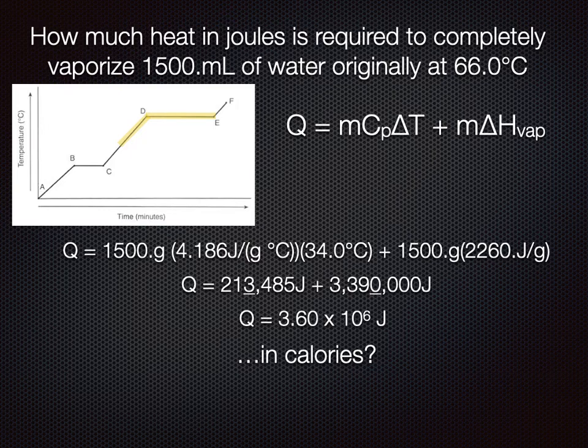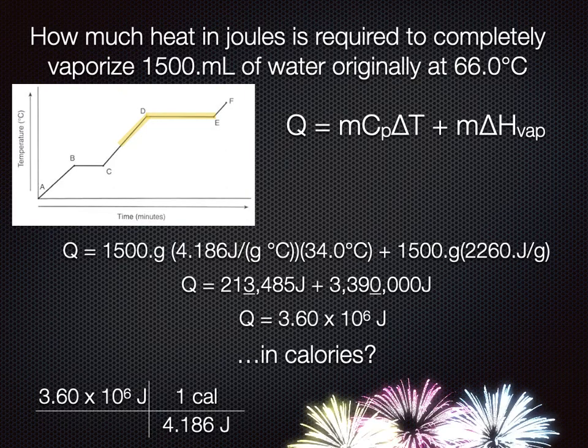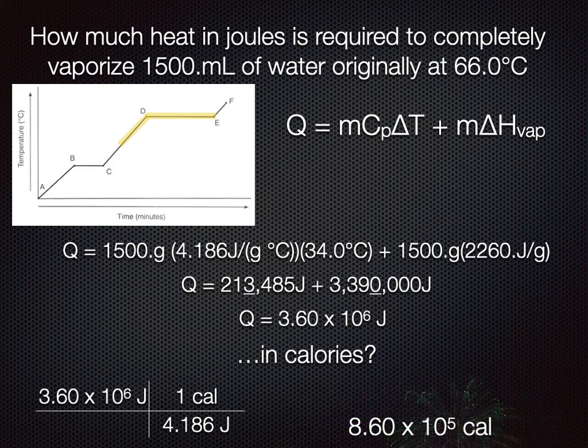Well, we know the conversion from joules to calories. 1 calorie is equal to 4.186 joules. So set yourself up a game board. Put your given piece of information in the top left. Do you think the calories go on top or on bottom? Hopefully you sorted out 4.186 joules goes on the bottom and 1 calorie goes on the top. We'll multiply across the top, divide across the bottom. And for calories, we should always expect a smaller number. We're going to end up with 8.60 times 10 to the 5th calories.